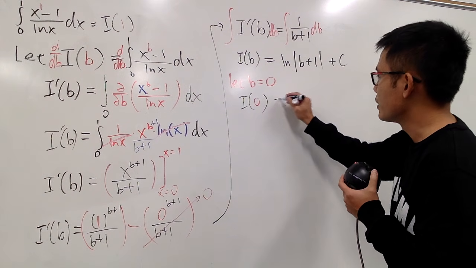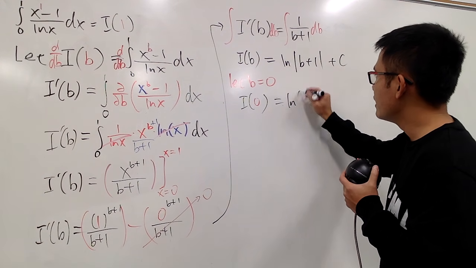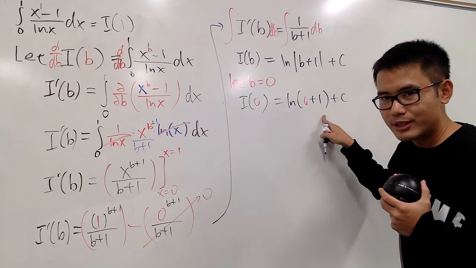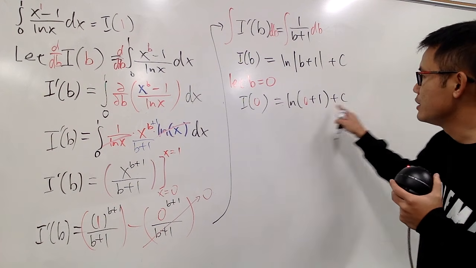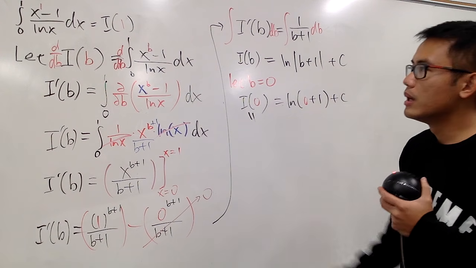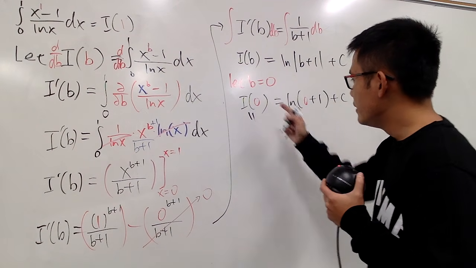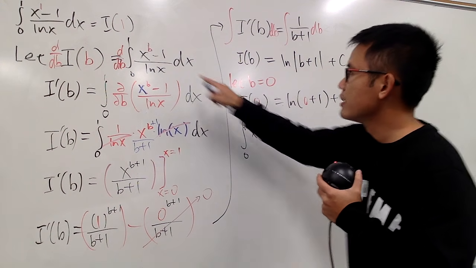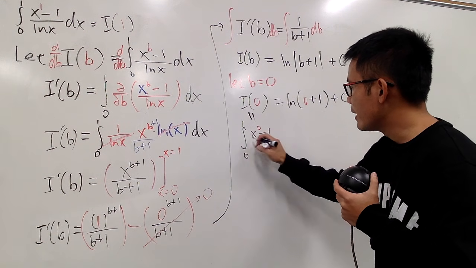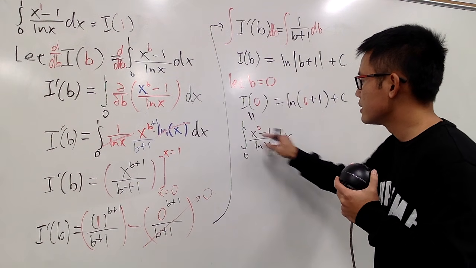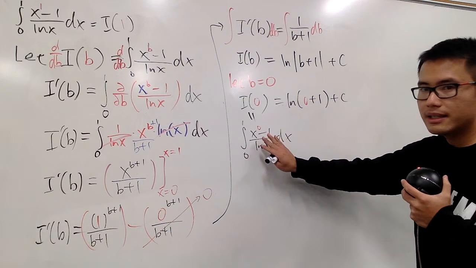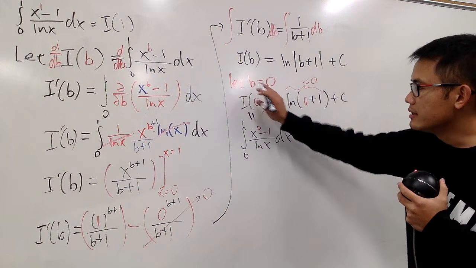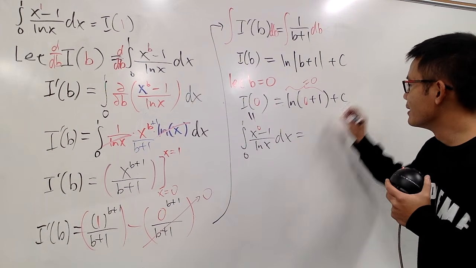But let's look at what we have on the right-hand side. On the right-hand side, we will have ln of 0 plus 1 and then plus c. This is also 0. So we're saying I of 0 is equal to c. But I of 0, based on the original definition here, is the integral from 0 to 1 of x to the 0's power, because you plug in 0 into b, and then minus 1 over ln x dx. So this is equal to that. This right here, of course, is ln 1, which is equal to 0. So this is equal to c.